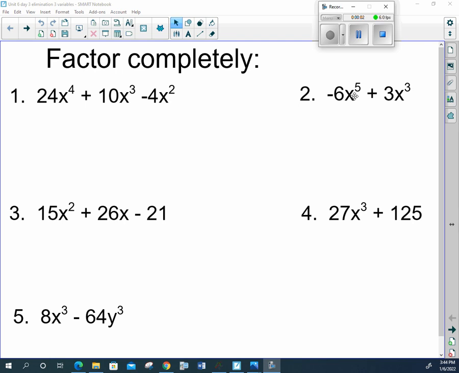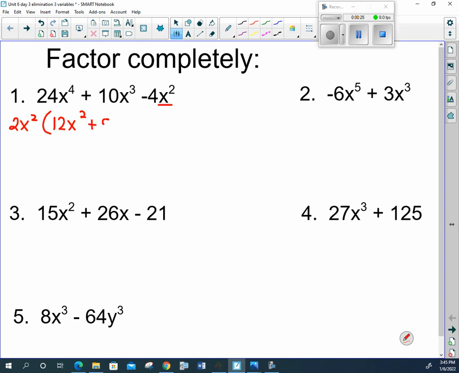Okay, we're going to start off with a quick review of factoring. So on question number 1, first thing I noticed is that they all have variables with them. So I know I'm going to have a greatest common factor of x squared, and they are all divisible by 2. So my GCF is going to be 2x squared, and then that's going to be 12x squared plus 5x minus 2.